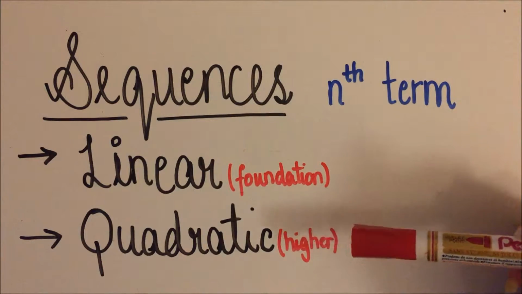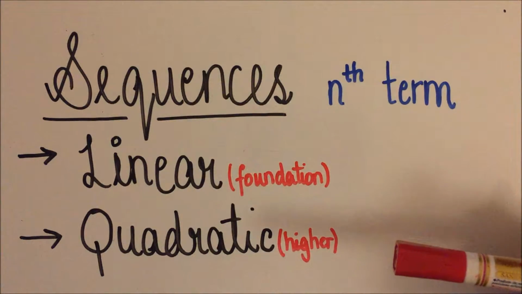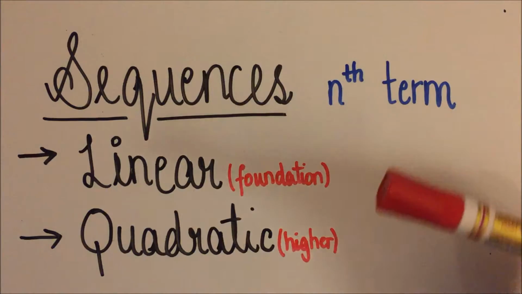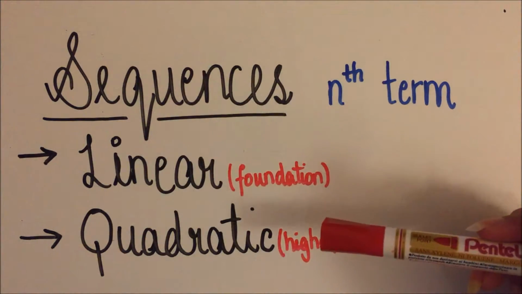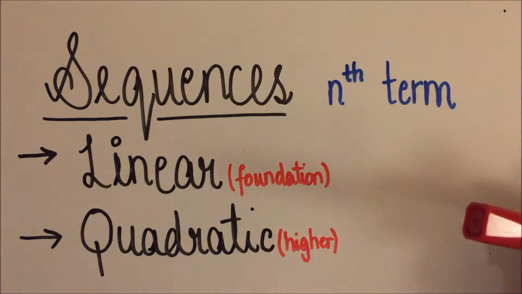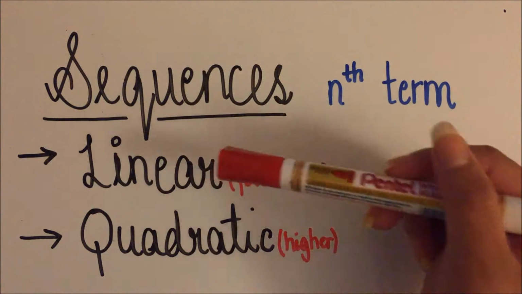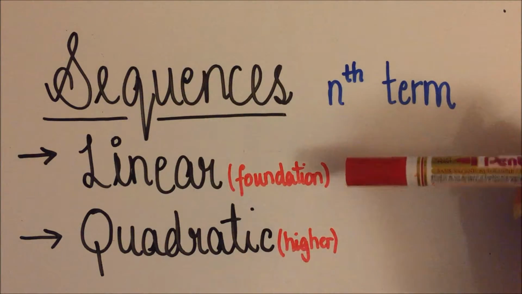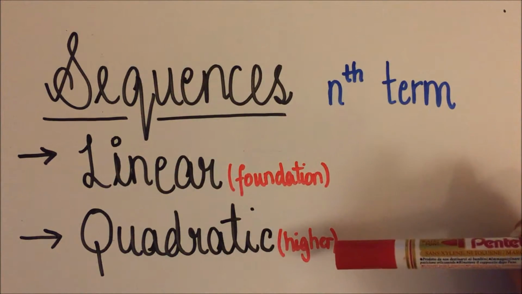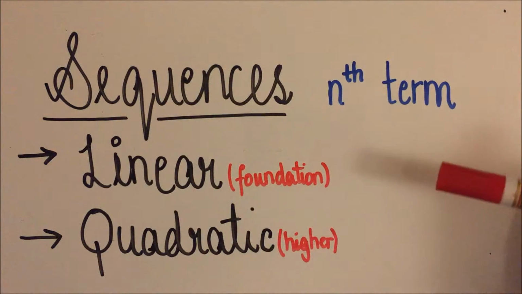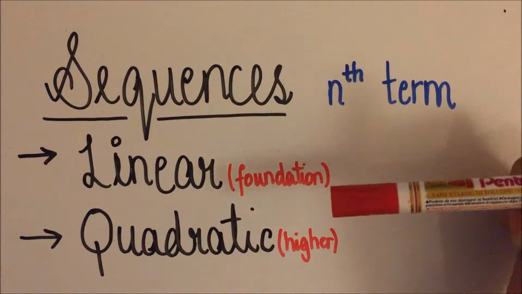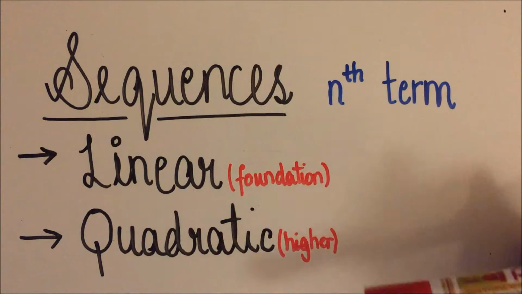However, if you're on a higher paper and you're not really sure how to do linear, make sure that you don't skip linear and just go to quadratic because you think you're doing a higher paper. Because if you're not able to do the easy sequences, then you're definitely not going to be able to do the harder ones. So make sure that you completely understand how to do your linear sequences and then move on to your quadratic.